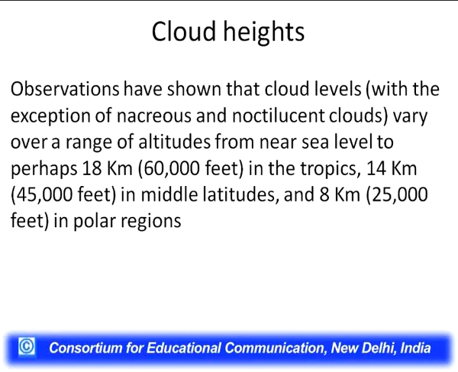This 18 kilometers is approximately 60,000 feet, and in the tropics this will be up to 14 kilometers. I mean, it is further lower, because the troposphere's upper limit is lower in the tropics than in the middle latitudes. The range is 18 kilometers in the tropics, while it is 14 kilometers in the middle latitudes and 8 kilometers in the polar region. The upper limit of the troposphere is lower in the polar region and higher in the tropical region.